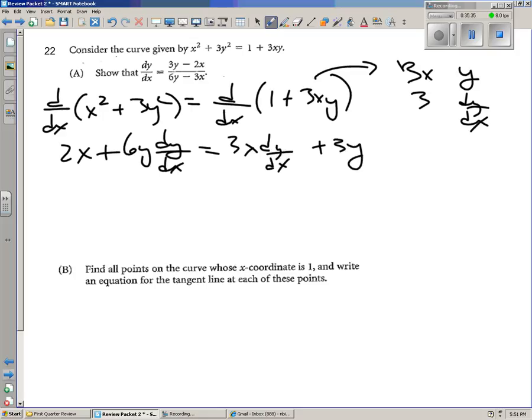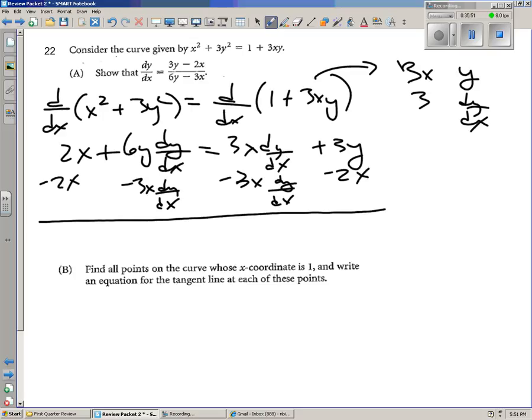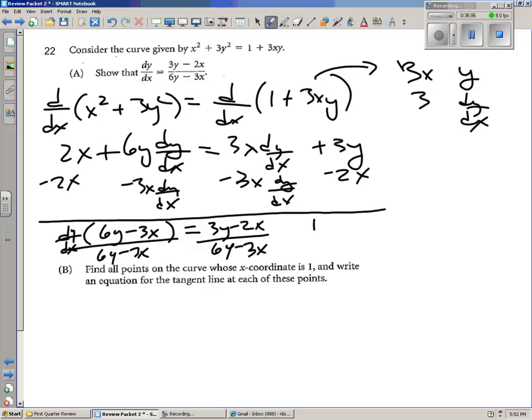Moving terms over, I'll just subtract the 3x dy over dx and subtract the 2x. You could have done it the other way around. You would end up getting 6y minus 3x after factoring out a dy over dx, and that equals 3y minus 2x. Divide by 6y minus 3x, and we get dy over dx equals 3y minus 2x over 6y minus 3x.